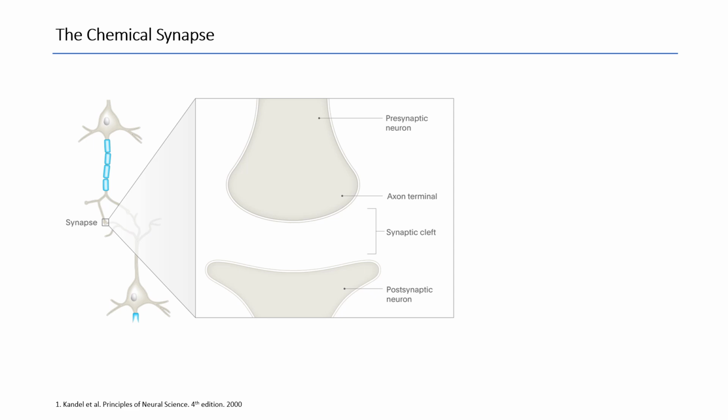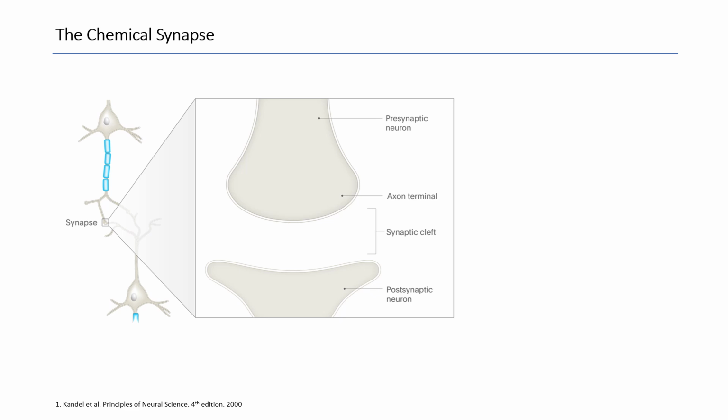Let's take a look at the chemical synapse. Synapses are composed of three main parts: the presynaptic neuron, which contains the terminal buttons having neurotransmitters within the synaptic vesicles; the postsynaptic neuron, which is composed of a part of the dendrite or cell body of the neuron and contains receptor sites to receive incoming signals from presynaptic neurons; and last but not least, the synaptic cleft, which is the gap between the presynaptic and postsynaptic neurons.